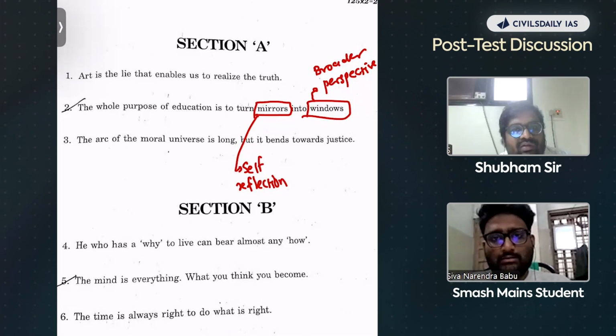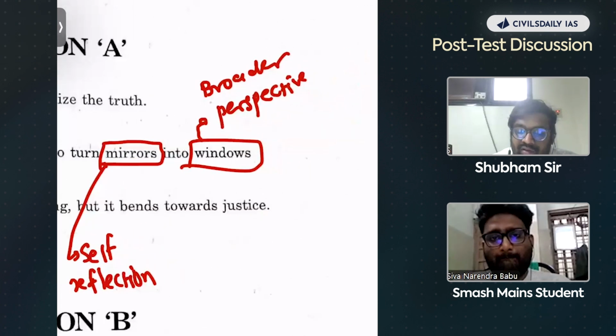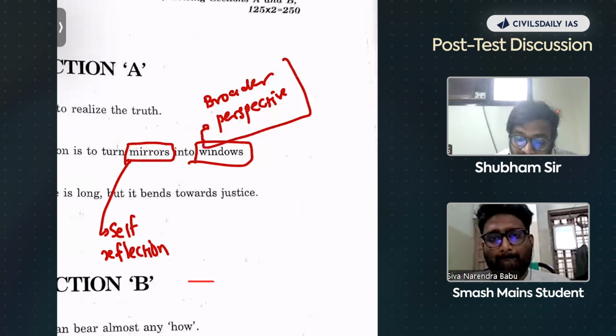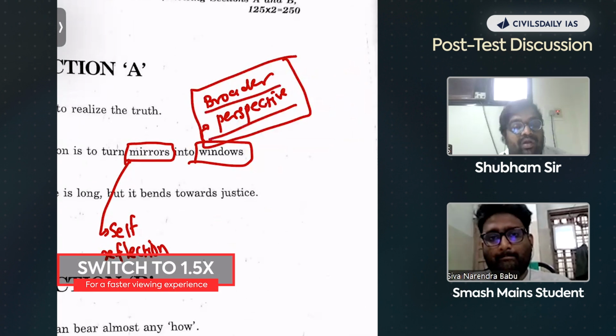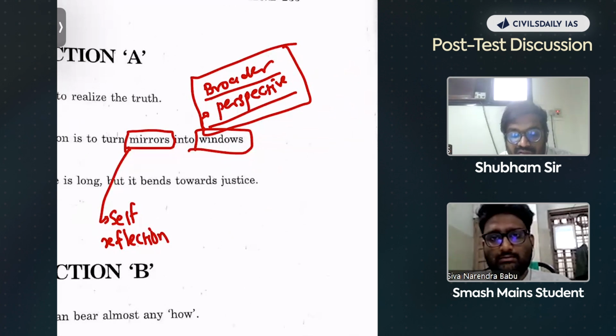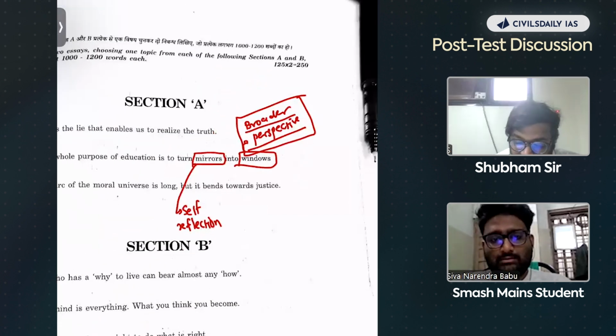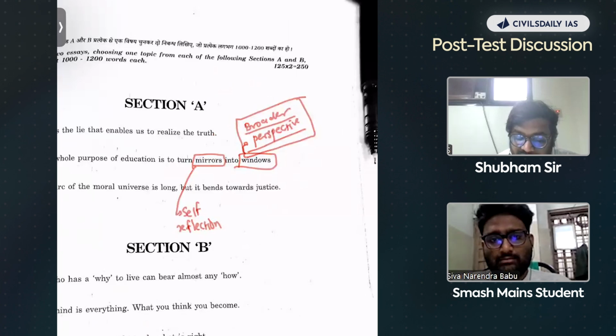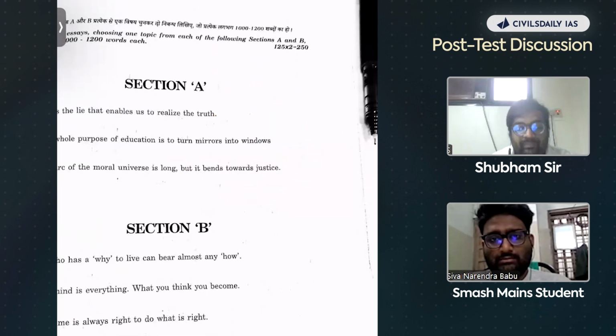The purpose of education goes beyond empowering the individual. The purpose is to empower an individual to develop a broader perspective towards society, towards nation, towards humanity, towards environment. So that is the purpose. Here, the meaning you have understood wrongly. That's why the entire essay has gone in an altogether different way.